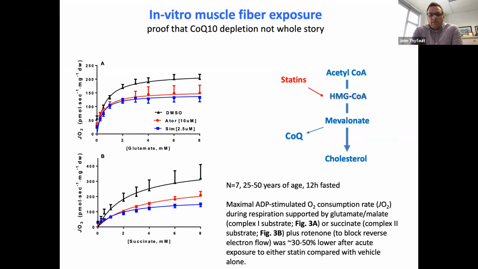And anecdotally, I've had several people on statins tell me that if they take coenzyme Q, they feel better. And there is some animal data to suggest it may protect against mitochondrial dysfunction. However, this is really good data to suggest it's not all coenzyme Q mediated, because this is permeabilized muscle fibers that are just treated for 10 minutes with atorvastatin or simvastatin. And you can see in that 10-minute period that there's a reduced respiration. So it cannot be all due to a reduction in coenzyme Q.